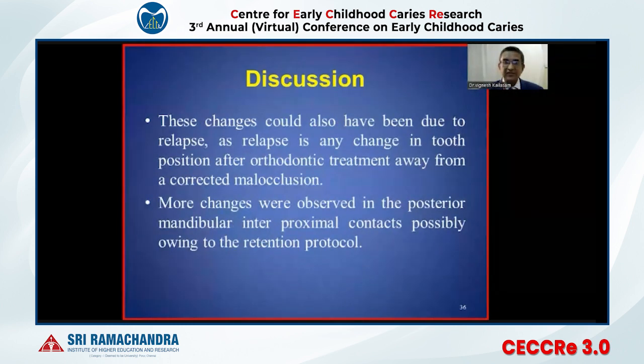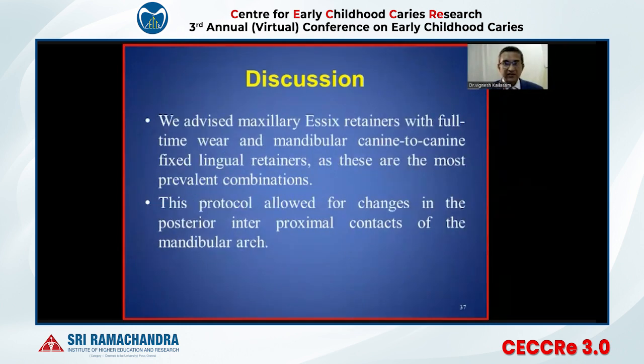As mentioned, the second reason for these possible changes could be relapse, as relapse is any change in tooth position after orthodontic treatment away from a corrected malocclusion. More changes were observed, as mentioned, in the posterior mandibular interproximal contacts, and the reason could possibly be the retention protocol, where we had advised maxillary S6 retainers with full-time wear with mandibular canine-to-canine fixed lingual retainers. This combination was chosen, and these are the most prevalent combinations for retention following fixed appliance treatment. This protocol could have possibly allowed posterior interproximal changes in the mandibular arch.